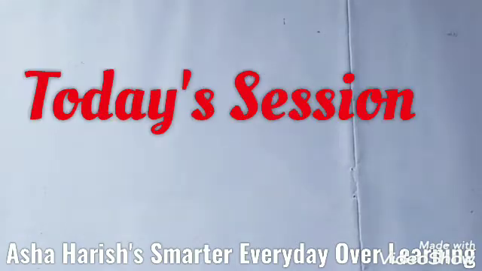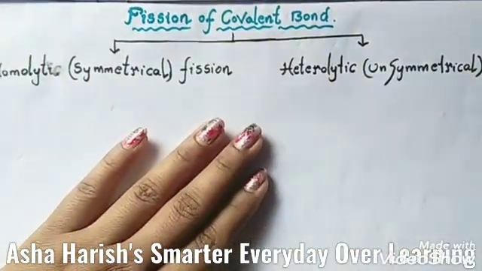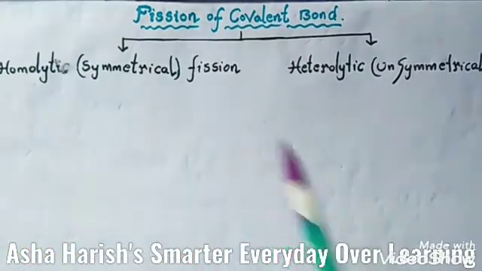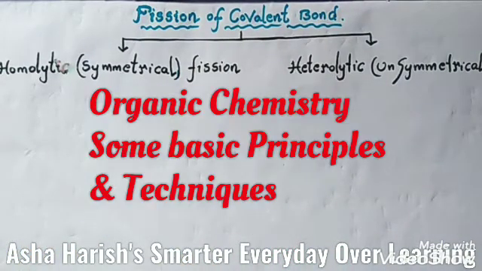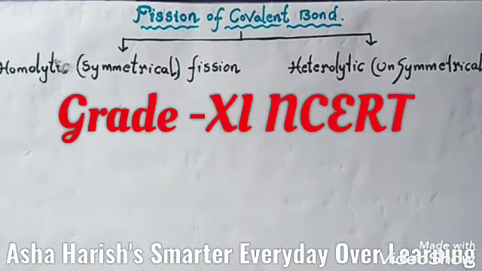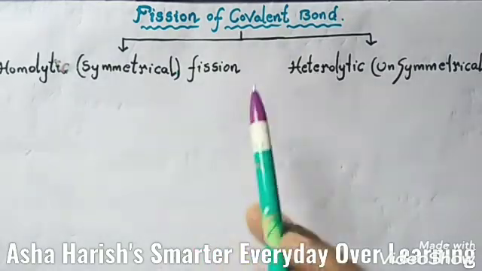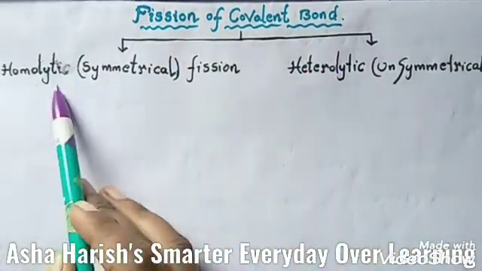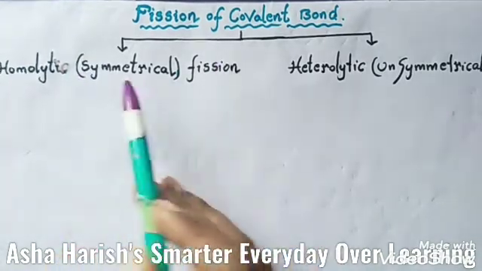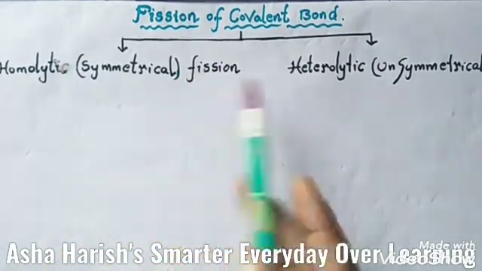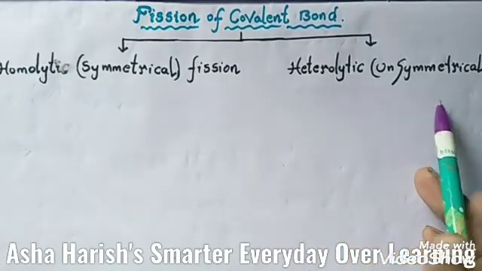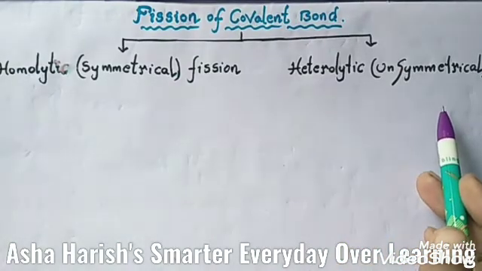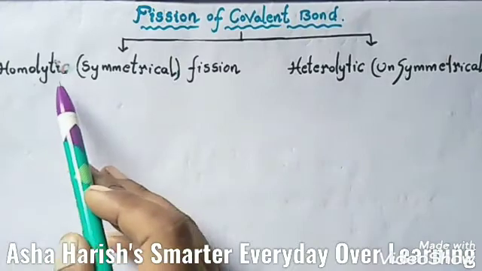Dear students, in this session today we are going to learn about fission of covalent bond from the chapter Organic Chemistry, some basic principles and techniques from grade 11 NCERT. In this fission of a covalent bond, we have two types: homolytic, nothing but symmetrical fission, and heterolytic, unsymmetrical fission. First of all, we have to know about the first type, homolytic.